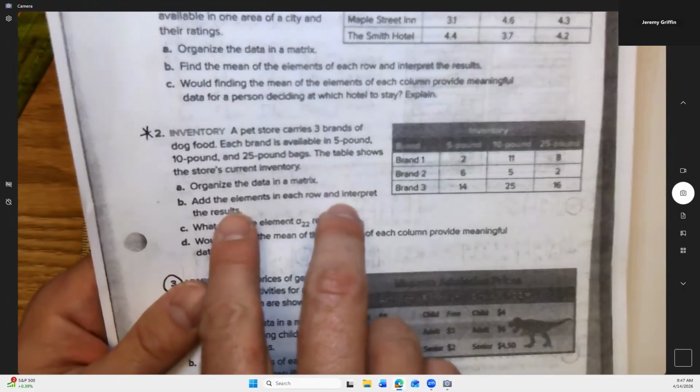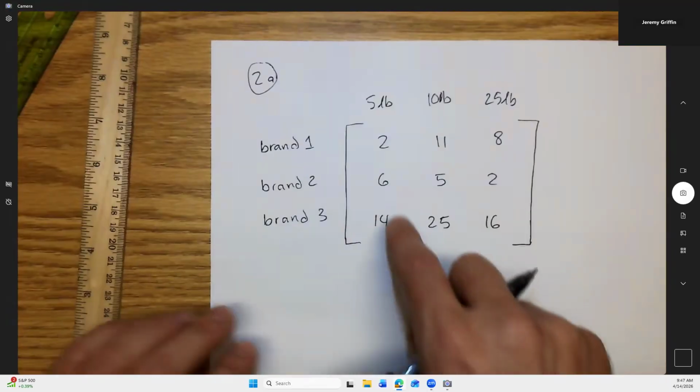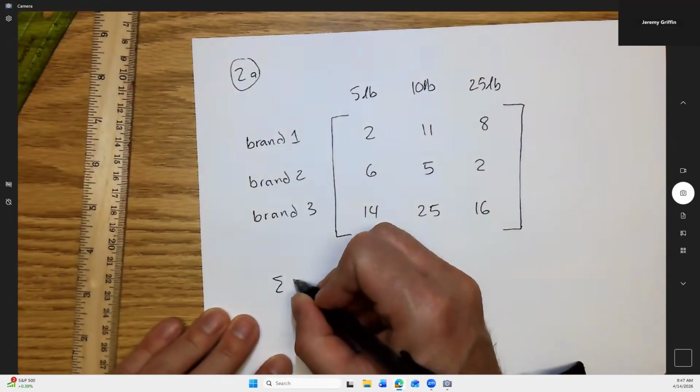Add the elements in each row and interpret the results. Okay, so let's go row one. So maybe I'll say like the sum of x in row one.